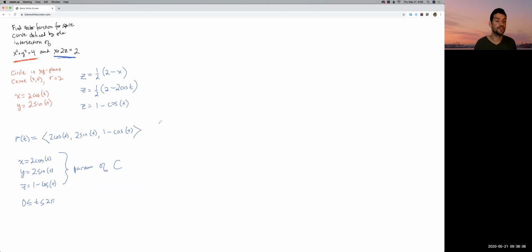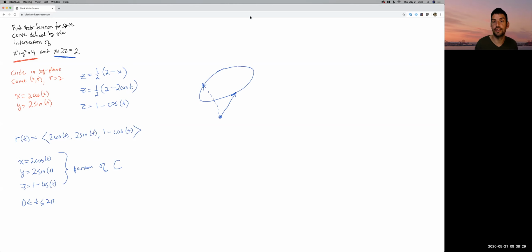I'll call it the curve C, and then this is the associated vector function. Remember the vector function, right? If this is my space curve C, my vector function we can think of as pointing at points along that curve. Later on, if I put in a different t value, it's going to point at a different point along that curve, right? So that's what our vector functions do.